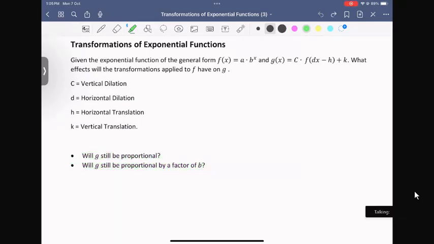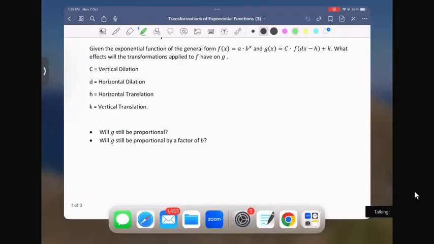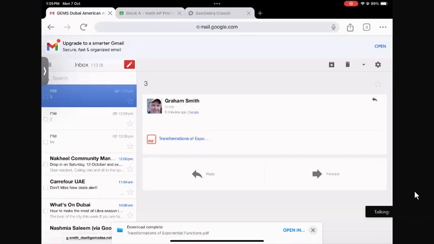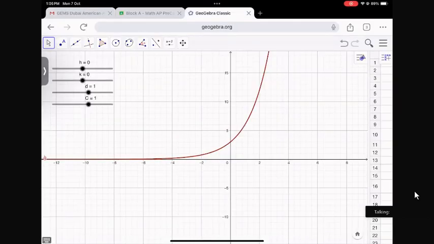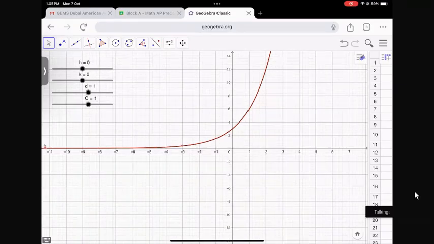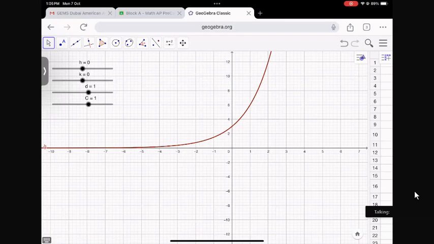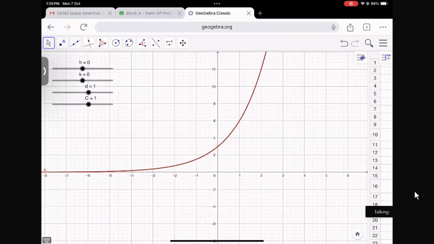So we'll start off by looking at it in GeoGebra, and we'll see what happens as we apply our vertical dilation first. So into GeoGebra, I've got this. So we can see the two functions. At the moment, I've got the vertical and horizontal dilation set at 1, which creates no effect. I've got the vertical and horizontal translations at 0, which has no effect. So if we change C now, we're going to apply a vertical dilation. We should see a stretch.